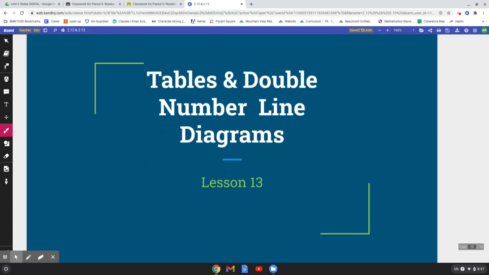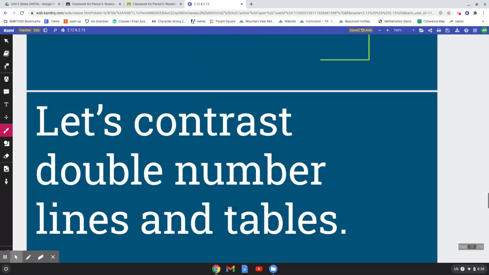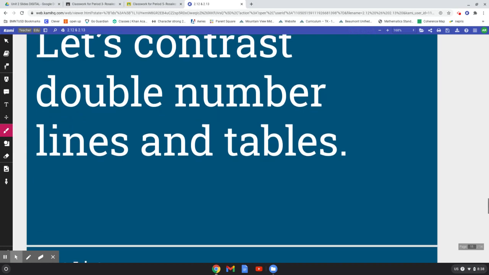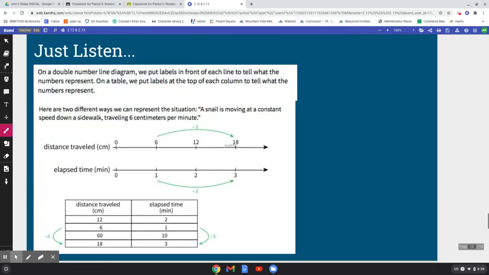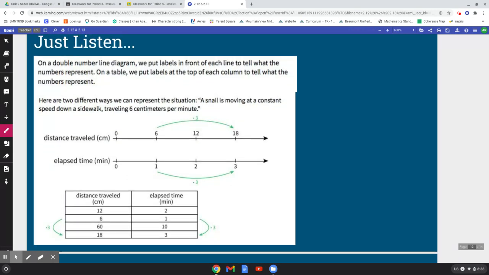Okay, so now we switch over to lesson 13. You're not going to be doing anything in your book. You are just going to be listening because it's going to be important for when you do Khan Academy and your practice. So tables and double number line diagrams. So we're going to contrast double number lines and tables. So you are just watching. You're going to need to be able to do this.